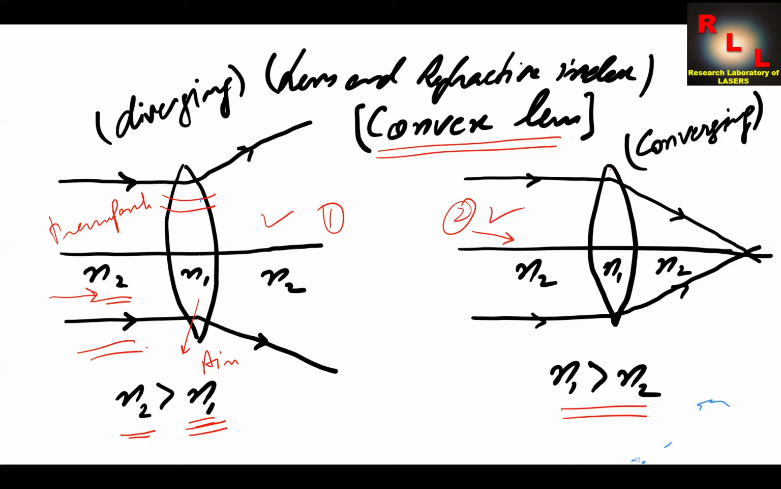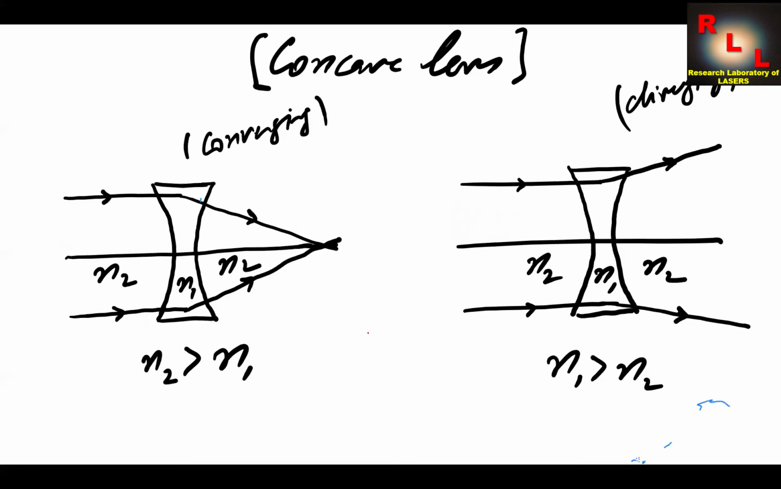And here, which is a normal case, the light is converging because N1 is greater than N2. So N1 can be glass or water, and N2 is air. So things depend on the refractive index, not on the shape actually. Now if we move to the next slide, the concave lenses.